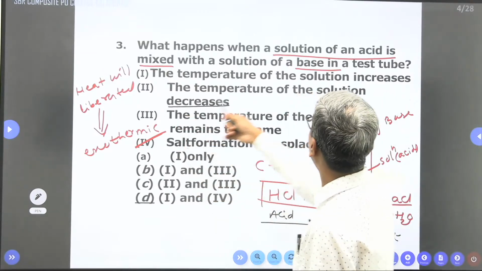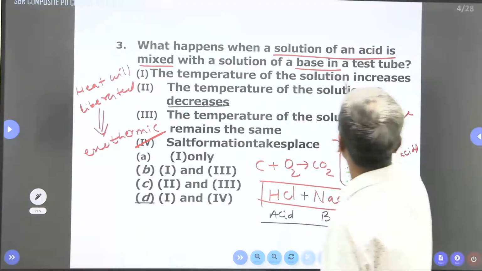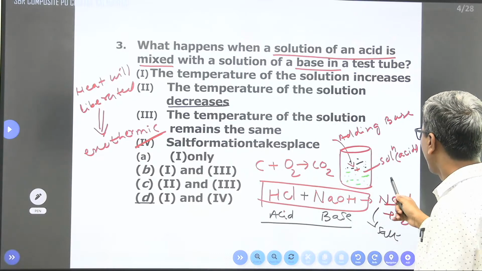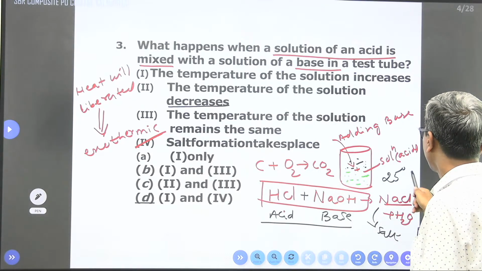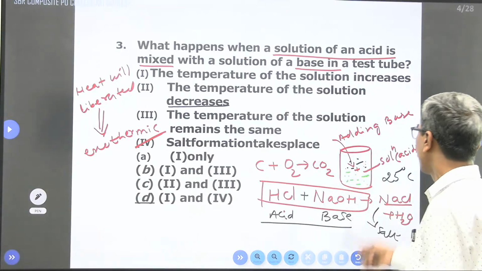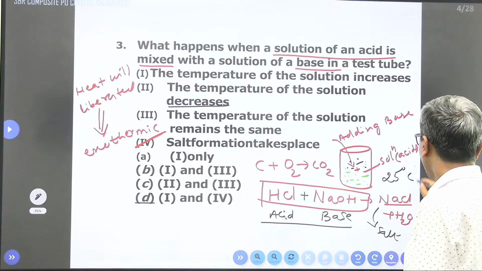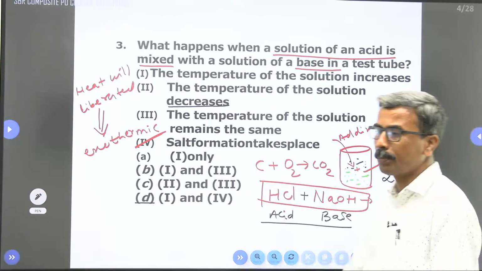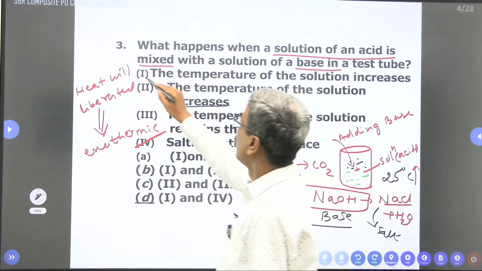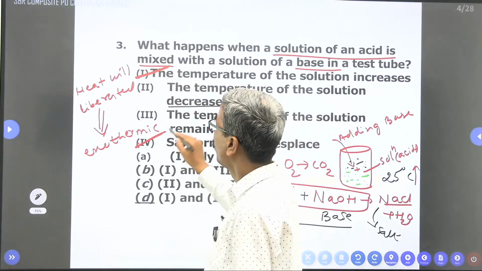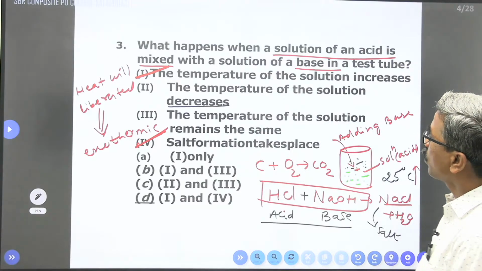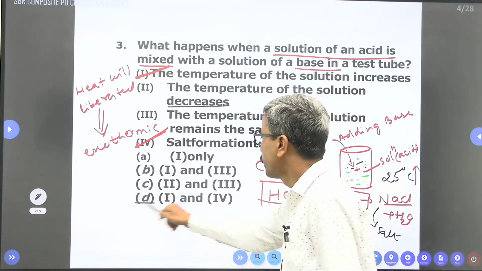Now the first one: the temperature of the solution increases. Before mixing, if you are performing at room temperature, the temperature is around 25 degrees Celsius. When you add the base and the reaction takes place, the temperature will definitely go higher than 25 degrees Celsius. The temperature increases because that reaction is exothermic. So the first and fourth Roman numbers are the two correct observations, and for this question, option D is the correct option.